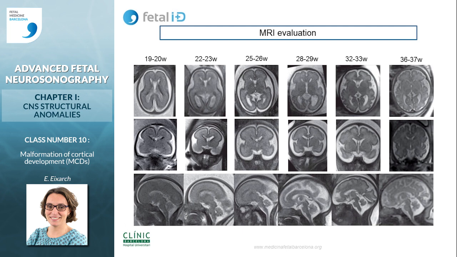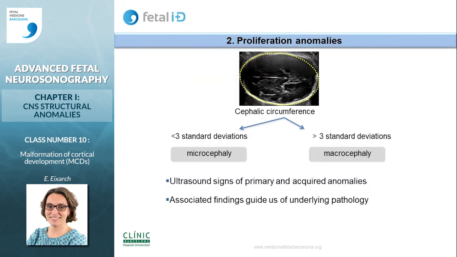In this subject, the MRI has a lot of advantages: although it has less spatial resolution, it allows us to see the cortex correctly throughout the pregnancy. The ultrasound allows us to see the cortex until 26 weeks, but after that gestational age, when the cranium is more ossified, the shadows of the ultrasound don't allow us to see the cortex, and with the MRI, this can be well assessed. Let's talk about the proliferation anomalies.